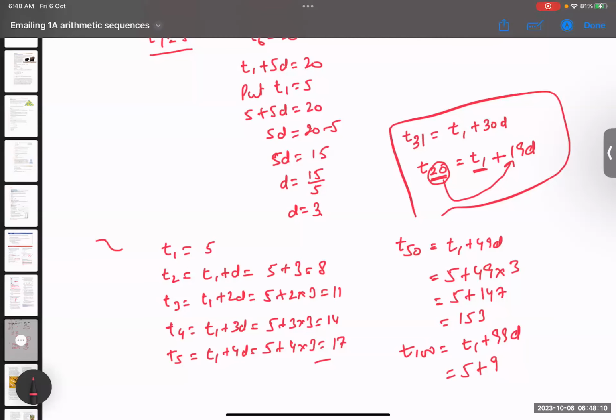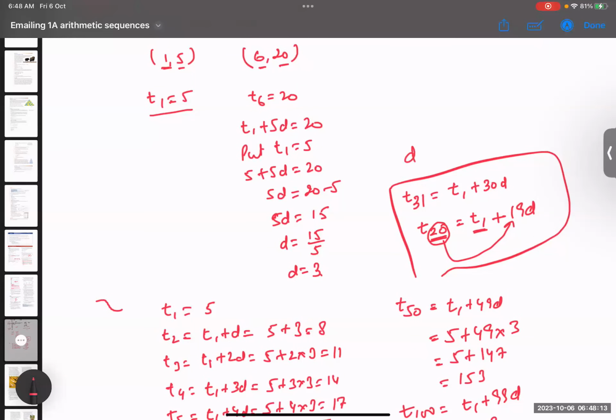What is the way to calculate the common difference? We subtract the previous term from the next term. That means second term minus first term, or third term minus second term, or fourth term minus third term. Any term can be subtracted from the next term, except the first term.